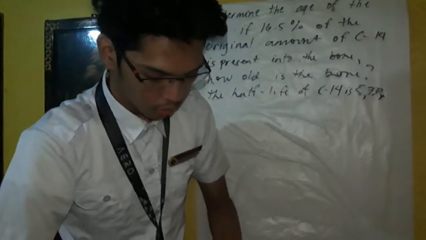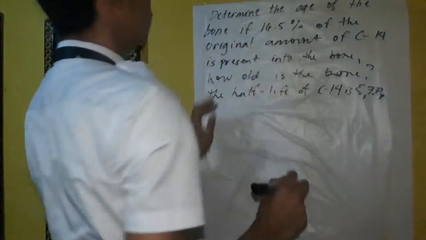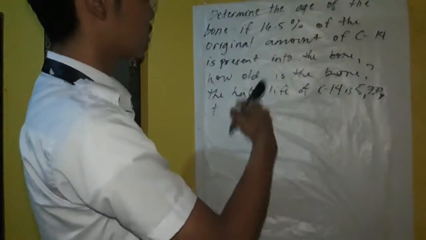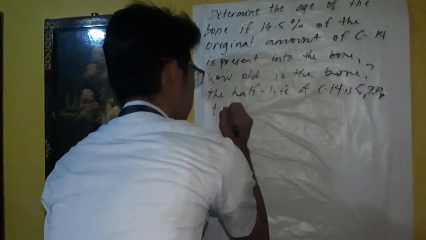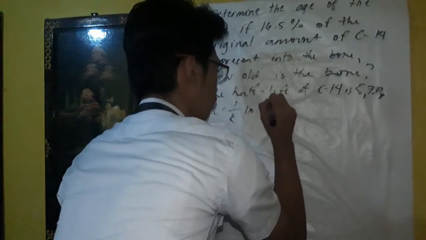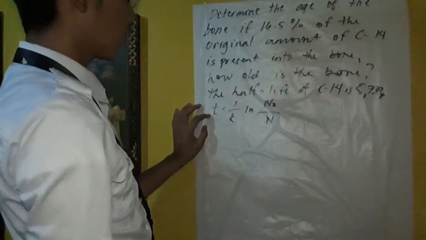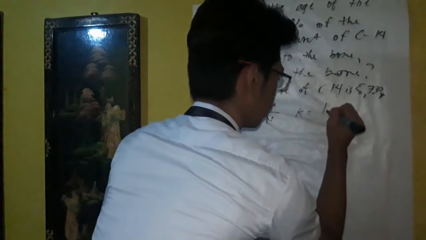Last one. The last topic will be carbon dating. In carbon dating, we should first know the k, because of the formula for the years. By the way, the problem is: determine the age of the bone if 16.5% of the original amount of C14 is present in the bone. How old is the bone? The half-life of C14 is 5730. So t is equal to 1 over k ln N0 over N. We have the N and N0, but we don't have the k. But k is equal to ln 2 over t half.